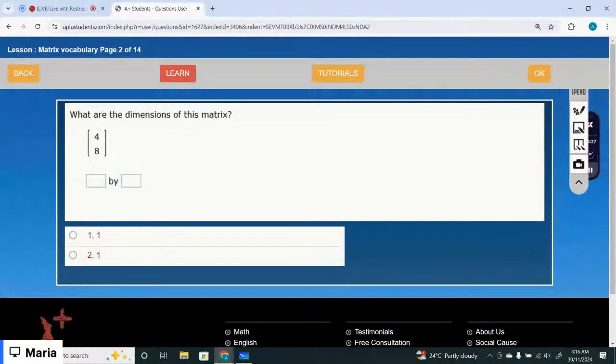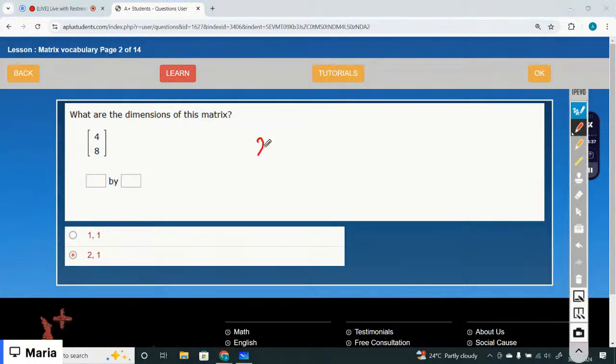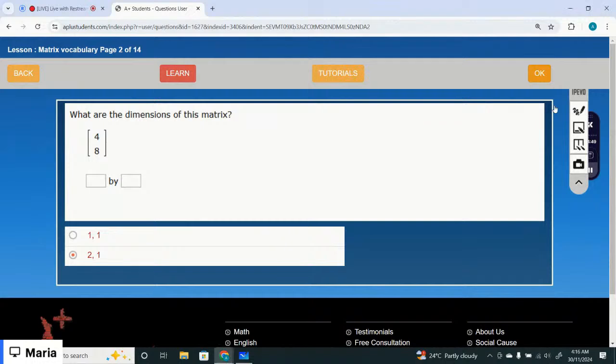What are the dimensions of the matrix? That is 2 by 1, 2 rows and 1 column. Basically, when you write the dimensions of the matrix, you write rows and columns. The first one is rows and the second one is columns. These are the two rows, right? So the correct option is 2 by 1. Option number 2 is the correct option.